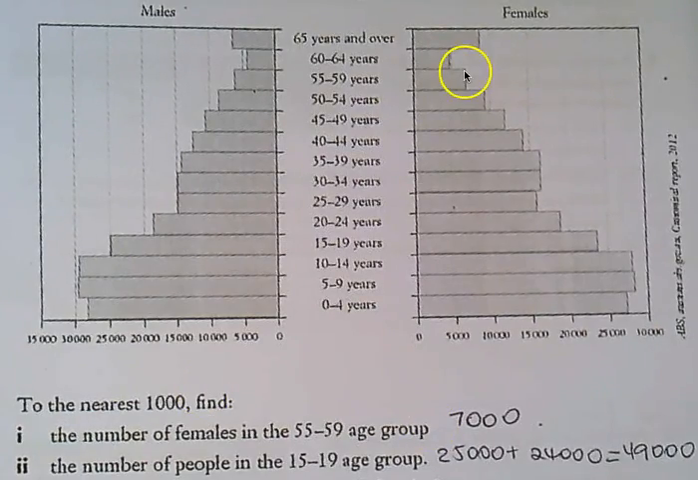Females 55 to 59. If this is 5,000 there and that's 10,000, this line here is definitely closer to 5,000 than it is to 10,000. So I'd go with 7,000. You should really get a ruler and just see how many millimeters from 5,000 to 10,000 on this scale.